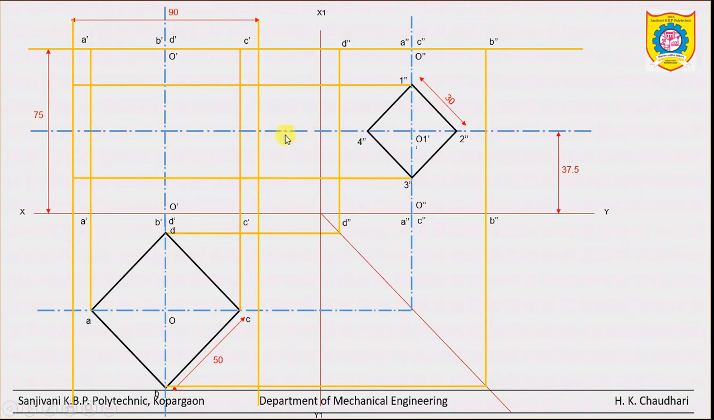Now label the points on the left and right face of this horizontal prism. So here will be O1 dash, then O1 dash, this is the axis of the horizontal prism. Now the other points: 1 double dash, here 2 double dash, 3 double dash and again here 4 double dash. Similarly on the left face.